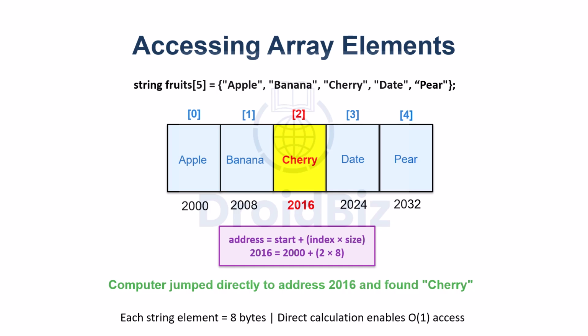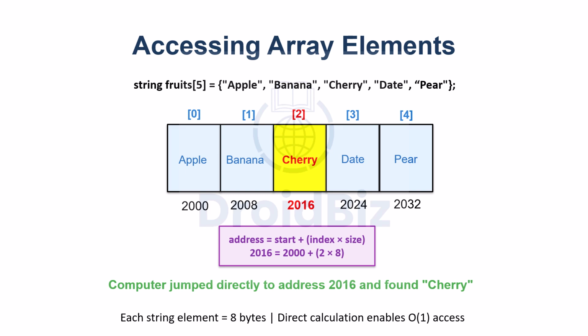Let me break this down. 2000 is our starting address, 2 is the index we want to access, and 8 is the size of each string element in bytes. So, 2000 plus 16 equals 2016. This is why we say array access is big O of one operation, or constant time.